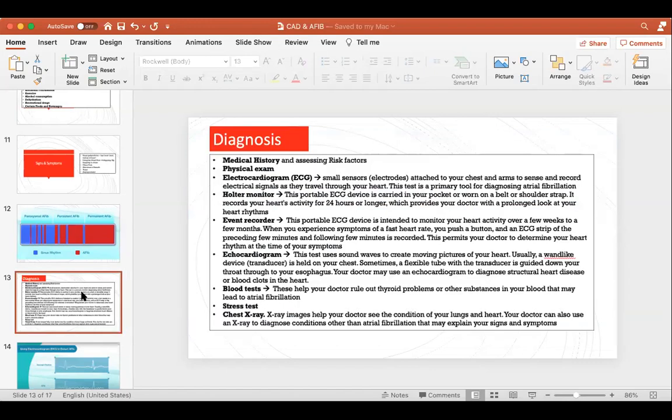Diagnosis is very similar to CAD. The most important though is the ECG. Small electrodes are attached to your chest and arms that record the electrical signals as they travel through the heart. This is the primary tool for diagnosing atrial fibrillation. Other tools include medical history, physical exam, blood tests, stress tests, etc. The major purpose is to figure out why this is occurring, or to exclude any other heart conditions that could be associated as well.